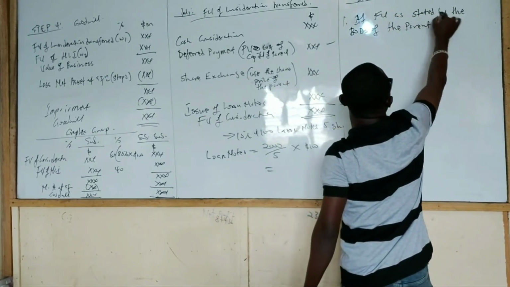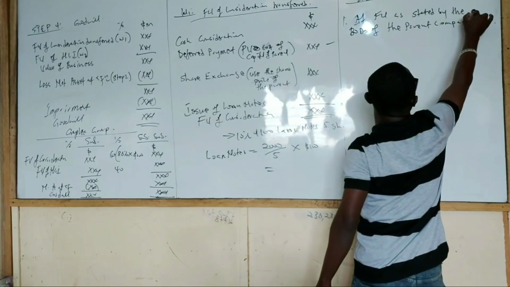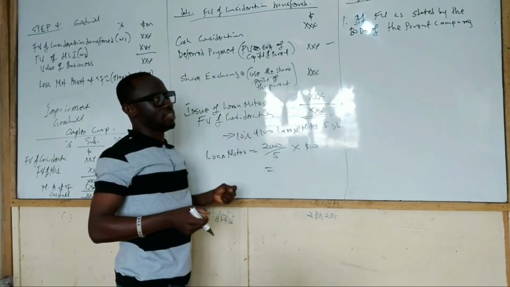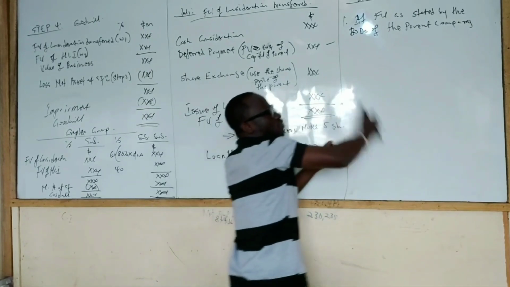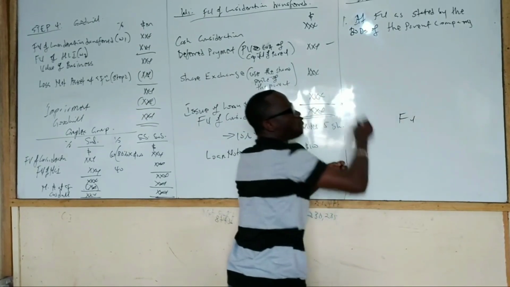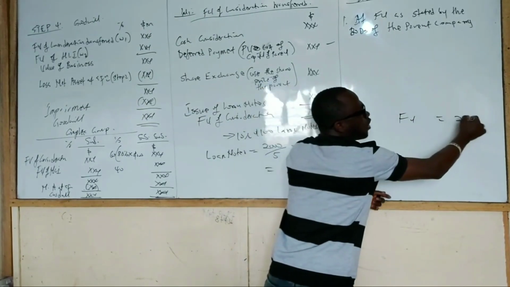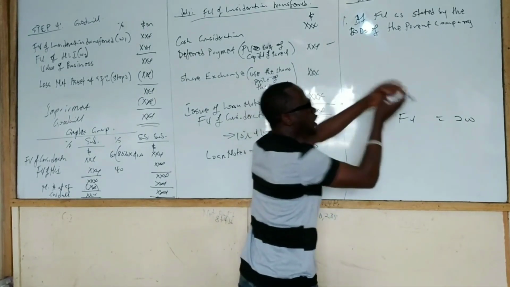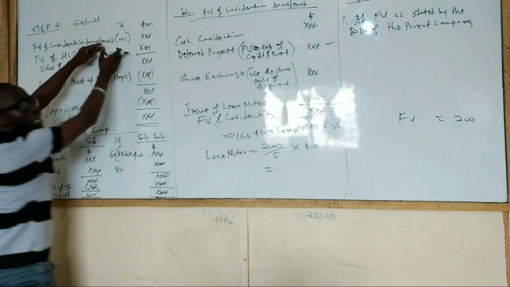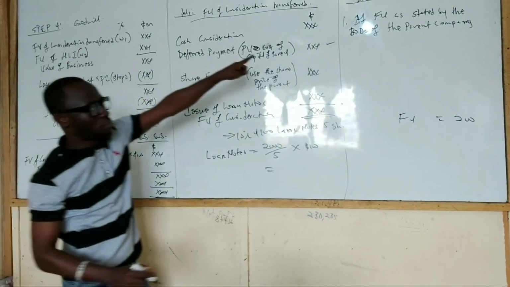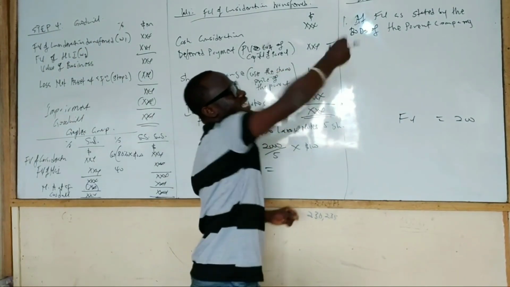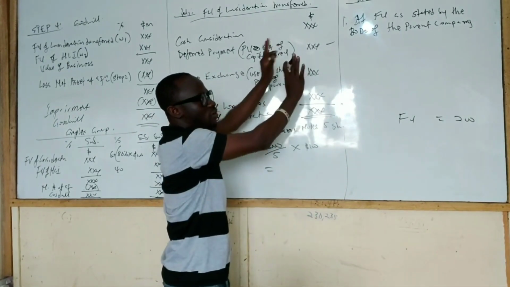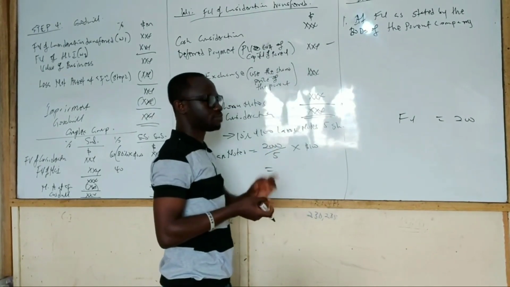This is very simple. This is where the examiner gives you the figure. So he will tell you that at the date of acquisition, the fair value of non-controlling interest is $200,000. For that one, you don't have to think. You don't have to do calculation. All you do is take it and put it there. So that is the first method: at fair value as stated by the directors of the parent company. And that is given in the question. You don't have to work.